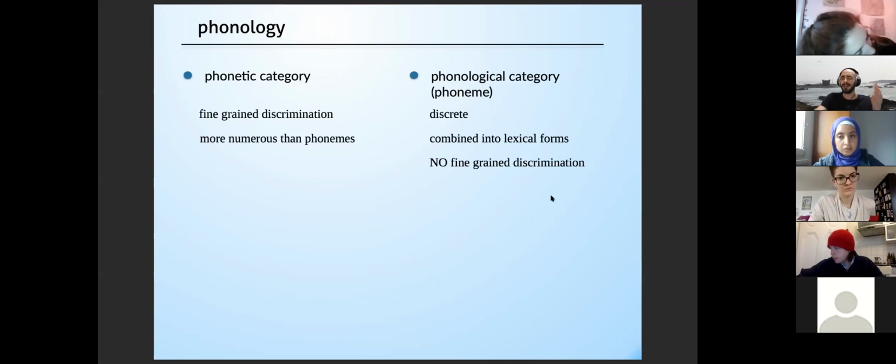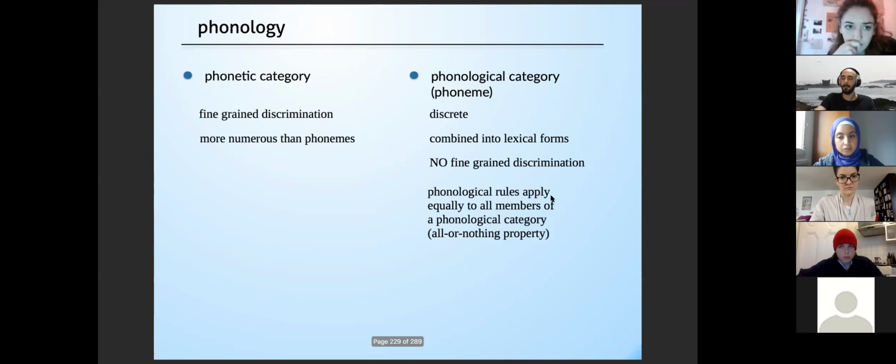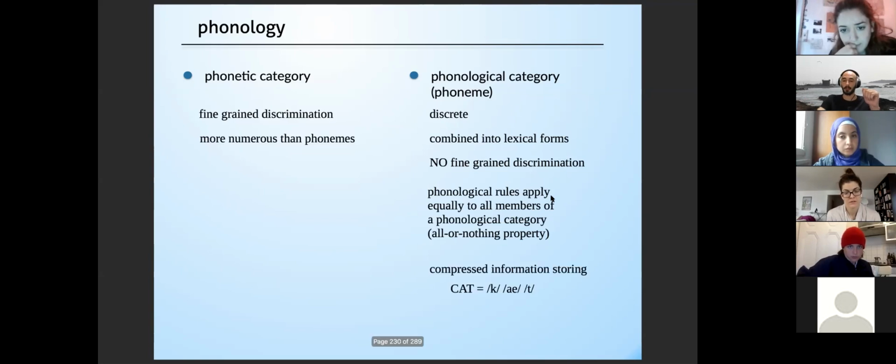Now, psychologists and neuroscientists are very, very skeptical, just like the skeptical hippo. And they would not believe this. So people had to run experiments to show this, right? And they're called category discrimination experiments and stuff like this. Now, another important thing is that if you apply a rule to some phonemes, this rule is going to apply equally to all the members of the phonological category. It's like an all or none property, right?